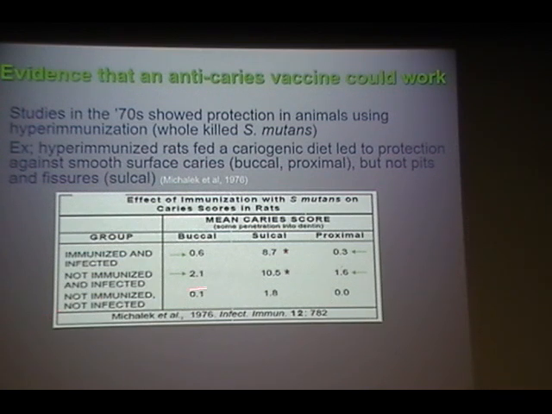So this is baseline. They used a mean caries score. It has to do with the level of penetration of the lesion. Okay? And so these were not immunized, not infected. This is baseline.